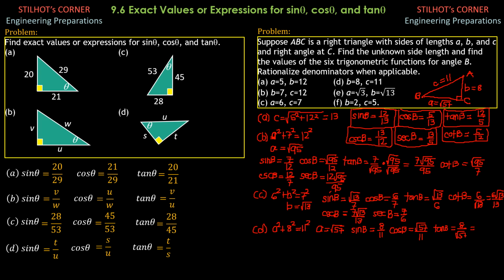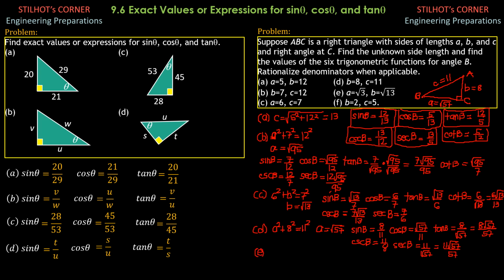By rationalizing, 8 square root of 57 over 57, after we rationalize the denominator. Cosecant of B, reciprocal of sine angle B, 11 over 8. Then secant of B is 11 over square root of 57, which is, after rationalizing the denominator, 11 times square root of 57 over 57.